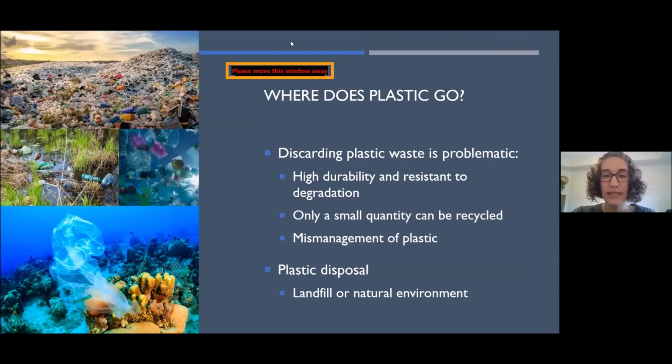Discarding plastic waste is problematic as plastic is highly durable, resistant to degradation, and plastic is mismanaged so it can escape our waste system either accidentally or intentionally, such as through littering. It can take hundreds or thousands of years for plastic to break down, and only a small quantity of plastic can be recycled. Therefore, the majority of plastic produced is either disposed of via the landfill or ends up in the natural environment.